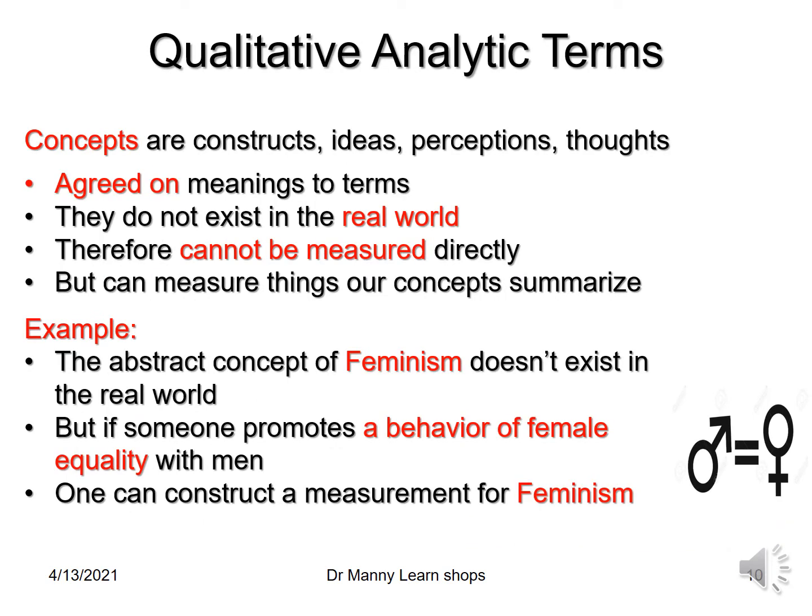I think it's important that we briefly look at some of the analytic terms, which are not exhaustive, and you can look for further terms if you choose to. So, what are concepts? Concepts are constructs, ideas, perceptions or thoughts, and they're agreed on. So they're agreed-on meanings to terms, and they don't actually exist in the real world. Therefore they can't be measured directly, but we can measure things our concepts summarise.